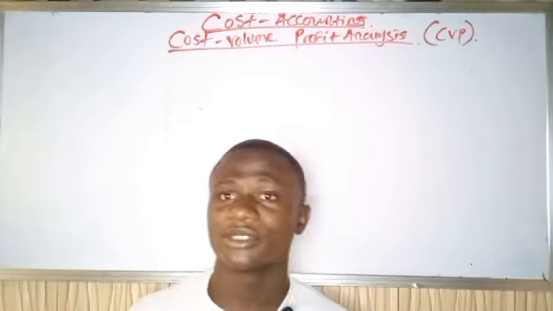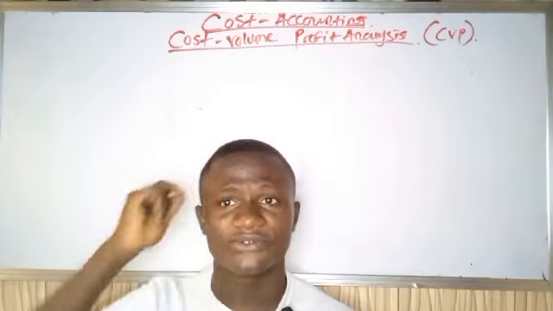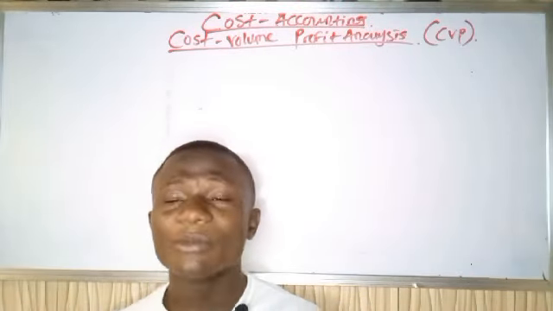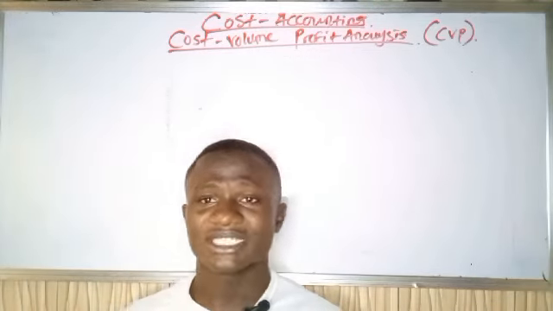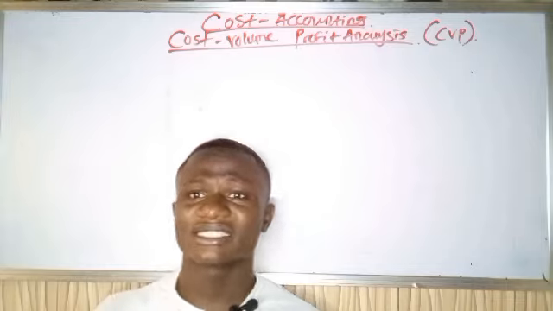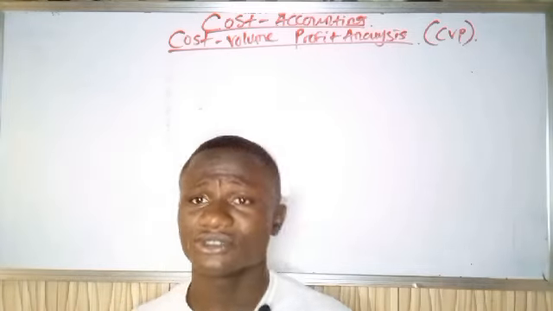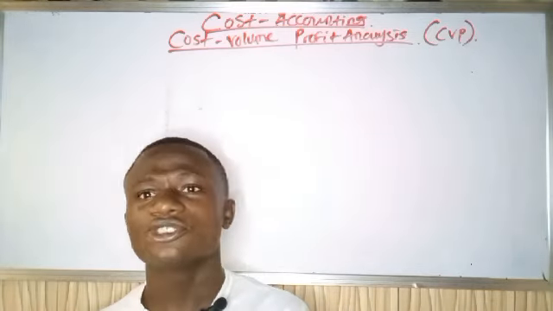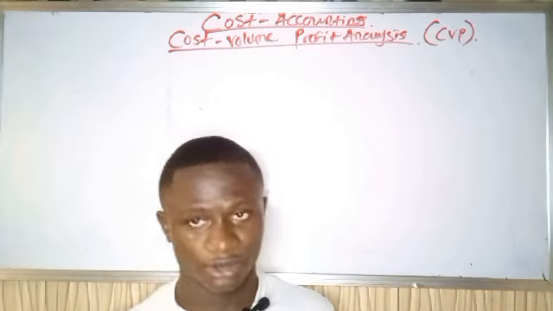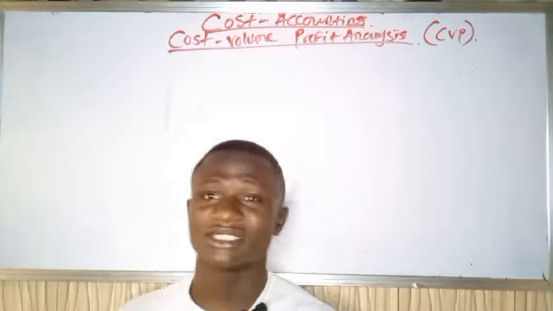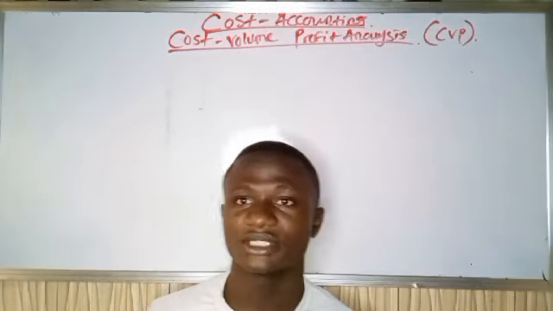For example, I'm in a business and I want to make a profit of $1,000. So how many quantity can I produce to make a profit of $1,000? How many quantity can I produce that even after paying tax, I'm going to make maybe $300? So this topic majorly deals with profit, sales and cost. It helps a lot in decision making. We use it in decision making.